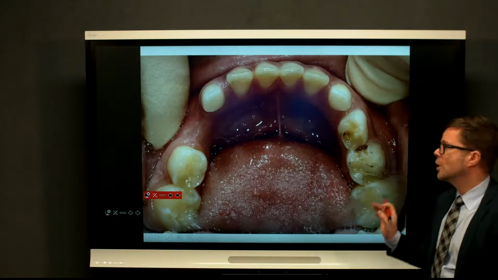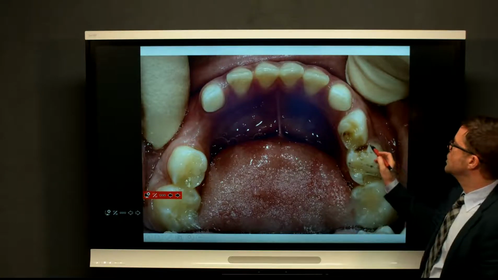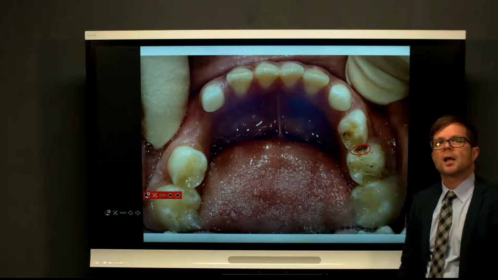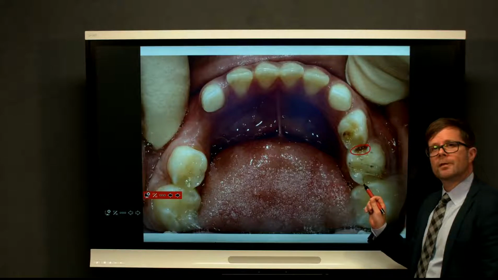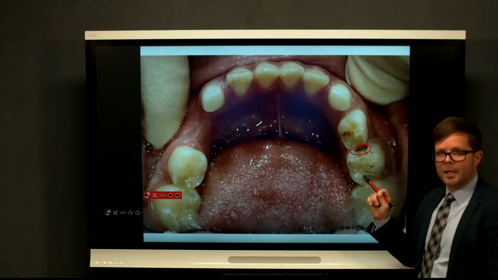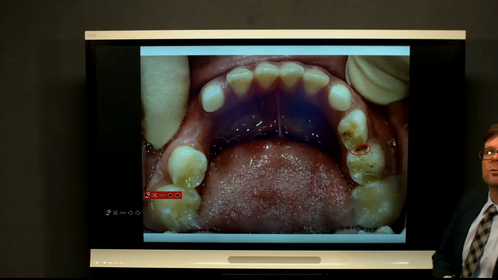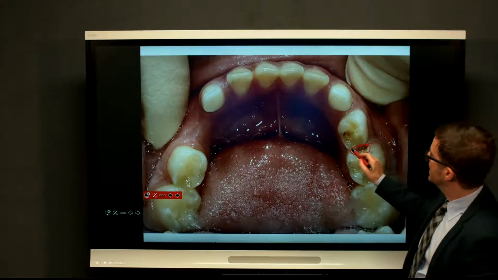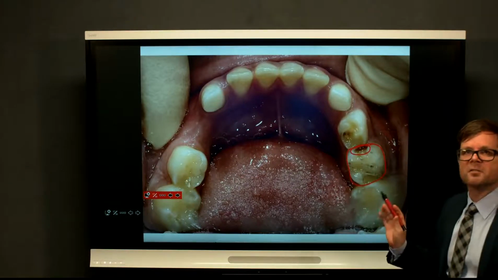Okay, so if this child was much older, if they were 10 for example, we may choose to place a simple restoration here using a glass ionomer cement. But they are 6, so this tooth actually has to stay here for how long? Another 6 years potentially. So we may think of a dental material with greater longevity. In this case, it would probably be a stainless steel crown. Okay, but that's a different story.